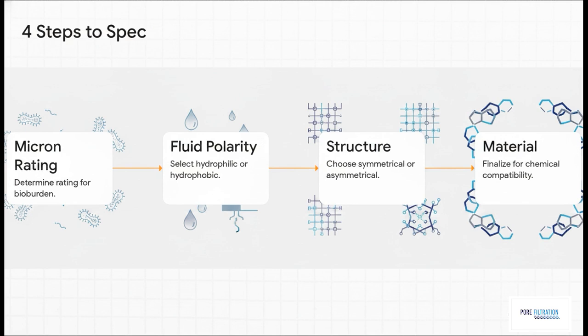Number 1. Target your specific bioburden to set your micron rating. Number 2. Check your fluid's polarity to choose hydrophilic or hydrophobic. Number 3. Evaluate your runtime to pick a symmetrical or asymmetrical structure. And number 4. Match all of that up with the perfect polymer for ultimate chemical compatibility.